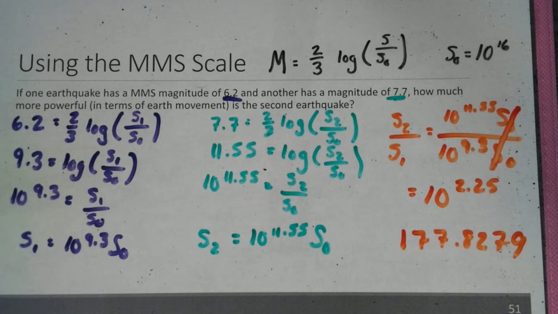That's a lot. So when you hear about earthquakes in the future, think of them as really, we're working with logs, so these numbers are a lot bigger than you think. So the difference between a 6.2 magnitude and a 7.7 is very large.